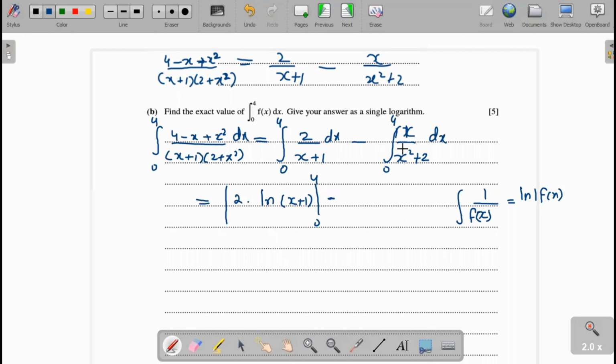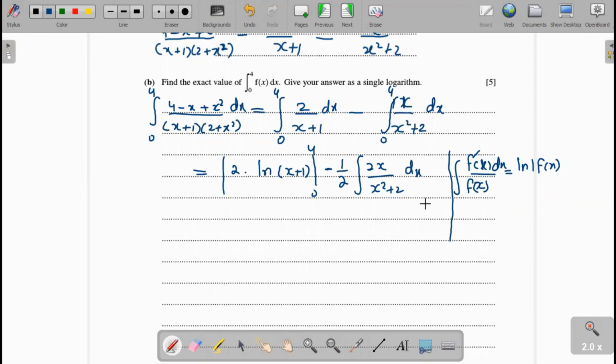And same here, as we see here 0 to 4, x over x square plus 2. The formula is f dash of x dx into ln f of x. And this is the main formula. Now we see here the differentiation of x square plus 2 is 2x. We can write it as minus 1 over 2 into 2x over x square plus 2 dx. Now we can apply here this logarithm formula of integration. Now you see here the integration of f dash of x over f of x is ln f of x. Therefore we can write it as minus 1 over 2 ln x square plus 2, and take the limit 0 to 4 here. We substitute it 0 to 4.